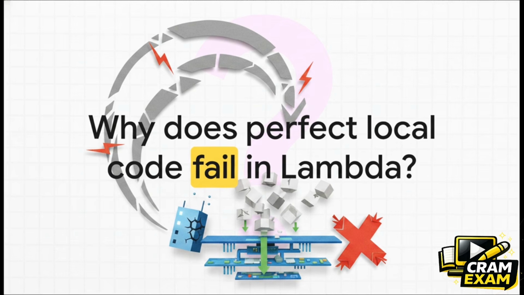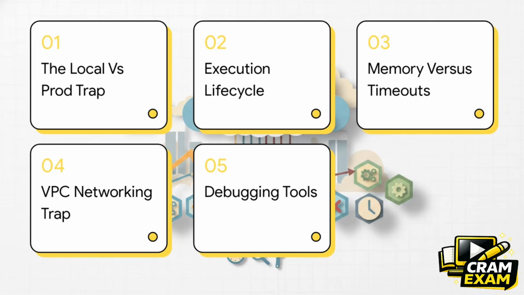The hard truth you need to hear is that serverless compute is not a standard web server. You absolutely cannot treat it like a traditional, always-on machine. Failure happens when you don't understand how Lambda actually executes your code beneath the surface. Okay, let's lay out our roadmap for today's briefing. We are going to show you exactly why Lambda fails in production, and more importantly, how to engineer your way right out of it. We are covering number 1, the local versus prod trap.